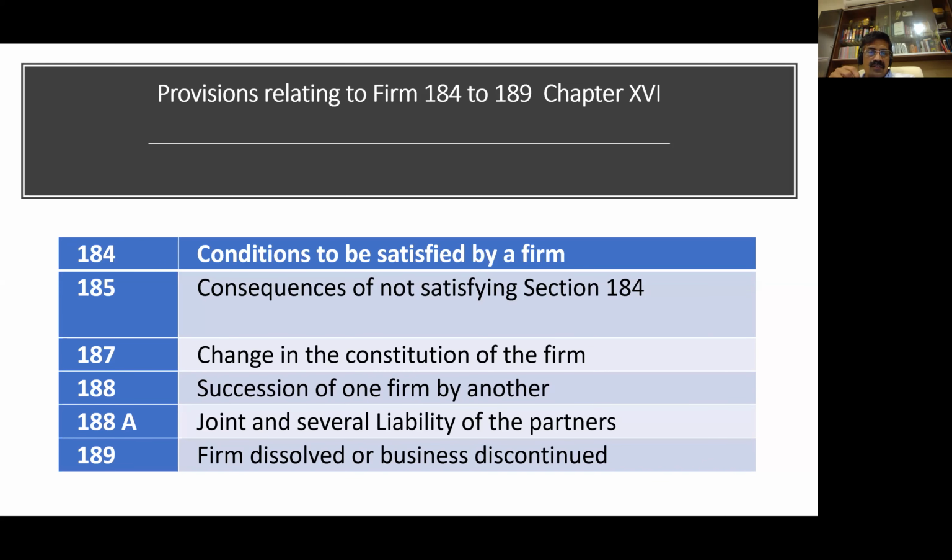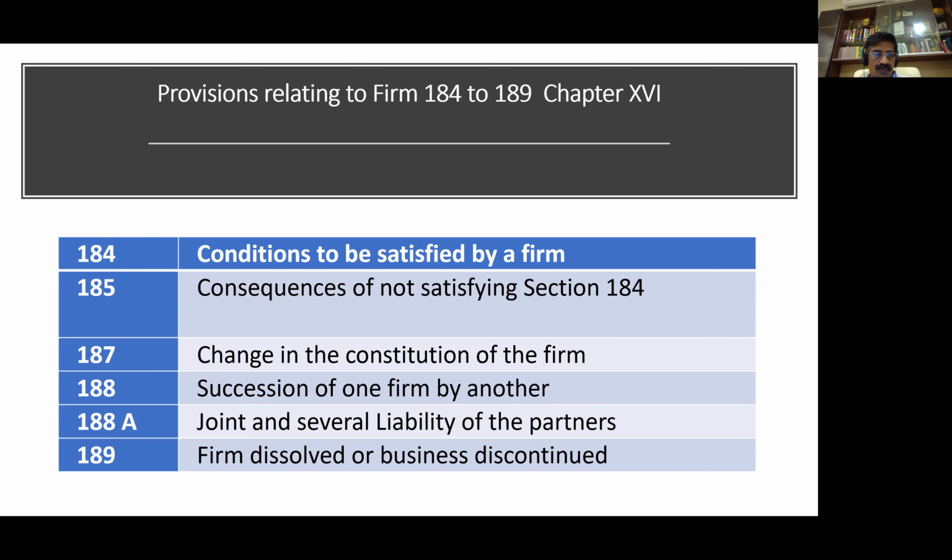Section 186 is not there, it's omitted. Section 187 deals with change in the constitution of the firm. It explains two things: what the meaning of a change in the constitution of the firm is, and what the implications of the change are. Both are dealt with in section 187, that is, what the meaning of change is and how that will impact the assessment of the firm.